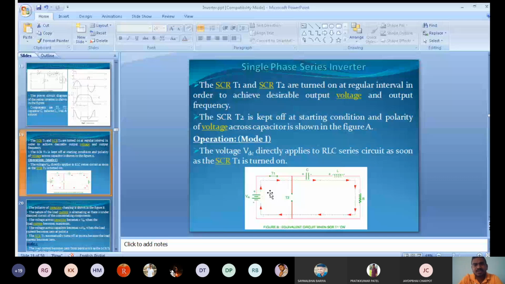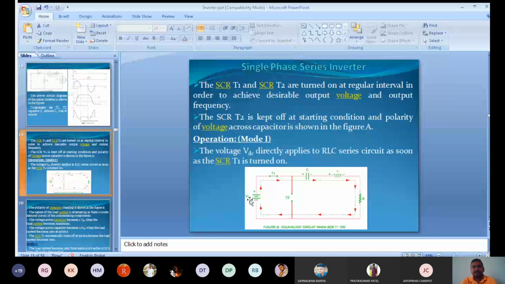The voltage VDC is directly applied to the RLC series circuit as the SCR T1 is turned on. As the SCR T1 is turned on, the source is directly connected with the load, and the direction of current flowing is as shown in the figure. It is from VDC to T1 to capacitor to inductor to R, and then once again it goes to the source. So this is the direction of current flowing.